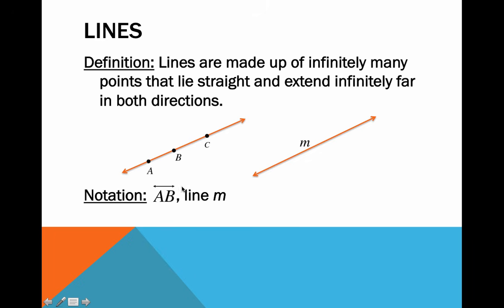Another way you may see lines labeled on occasion is similar to the diagram on the right. The diagram on the right has a lowercase italicized letter m. To label this line, we would call it line m.